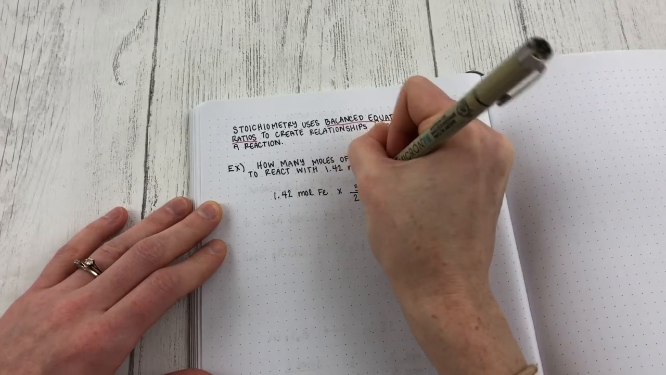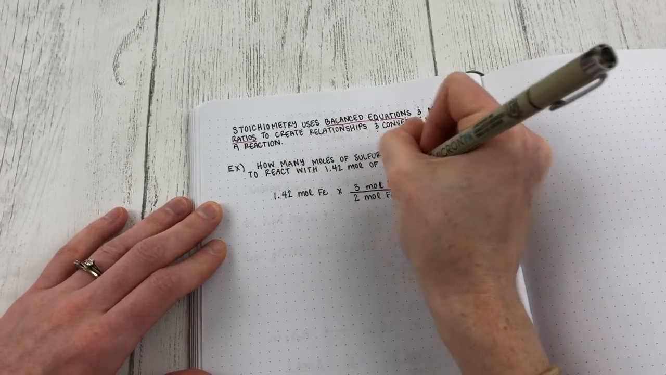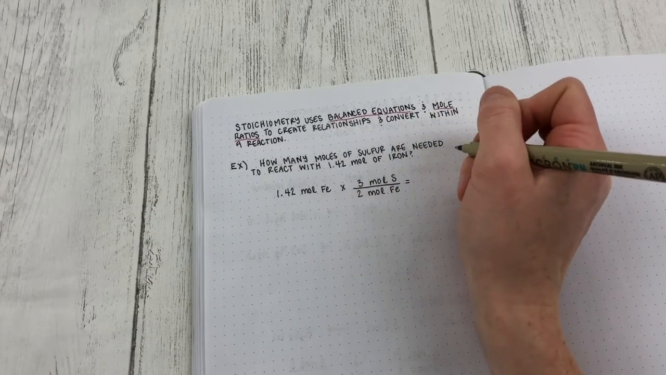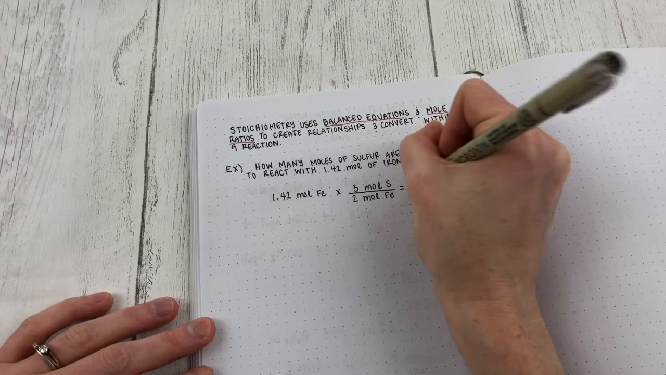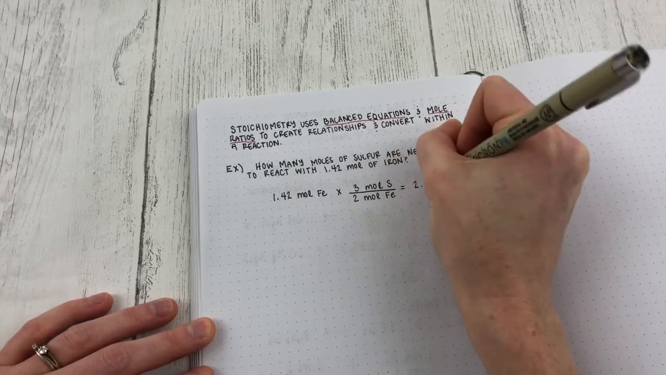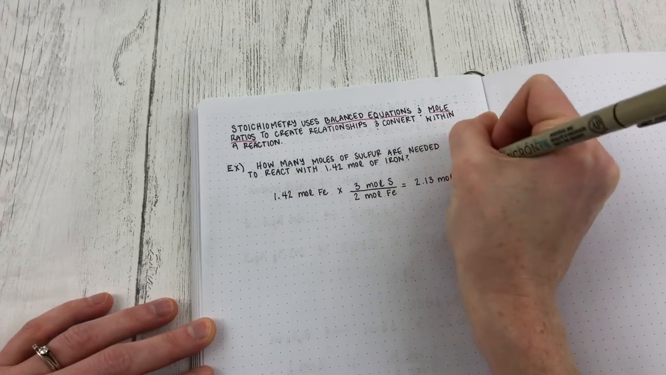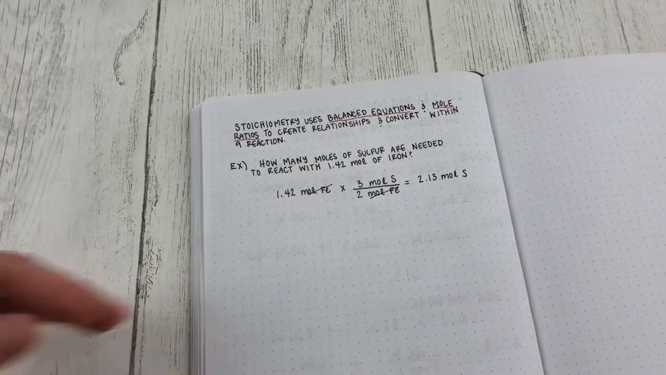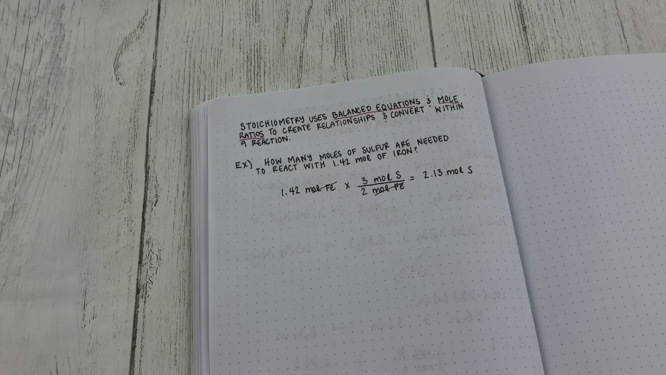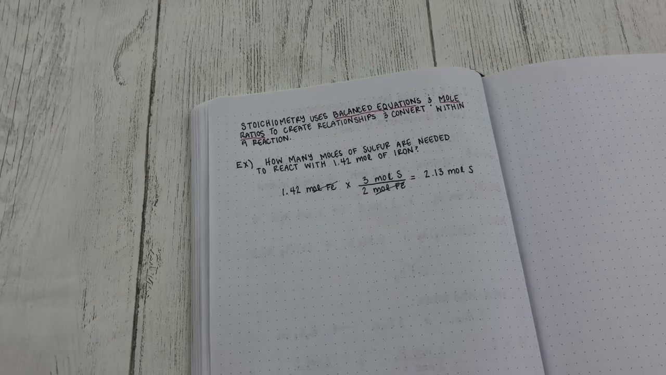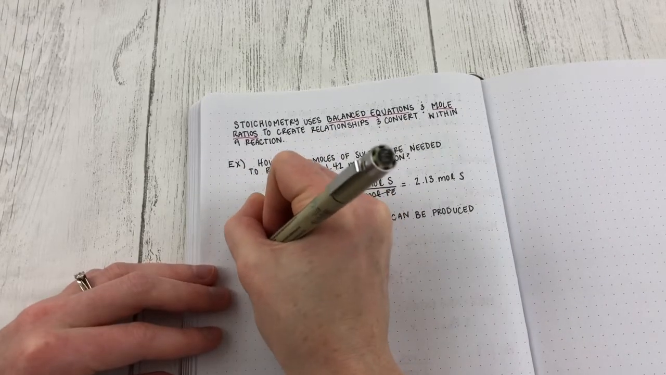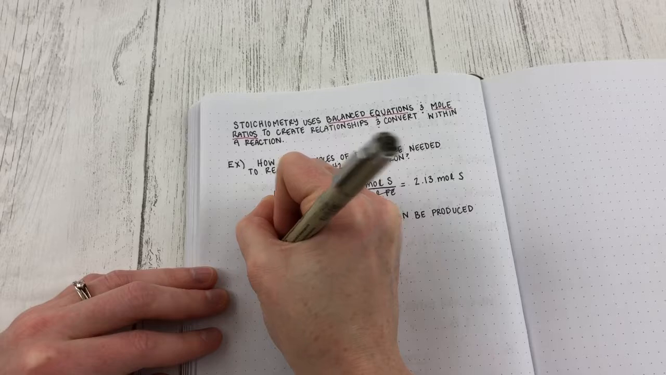because that's what we're converting from. We want that to cancel. And then we're going to put 3 moles of sulfur on the top, because that's what we're converting to. So moles of iron are going to cancel, and we get that 2.13 moles of sulfur are needed to react with 1.42 moles of iron. And again, I just used the balanced equation from the first page of notes to get that relationship, to get that answer. So let's do one that's a little more complicated.